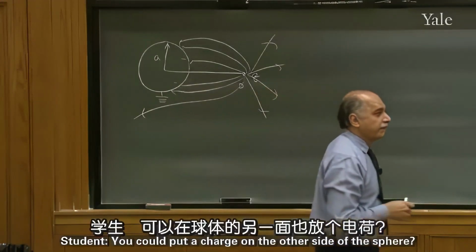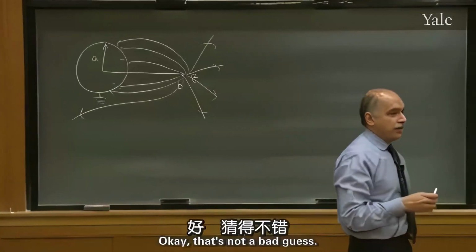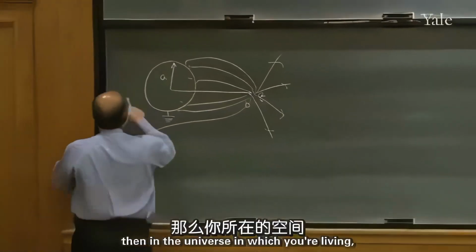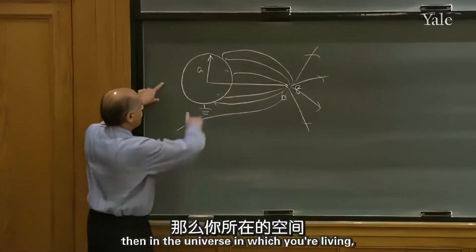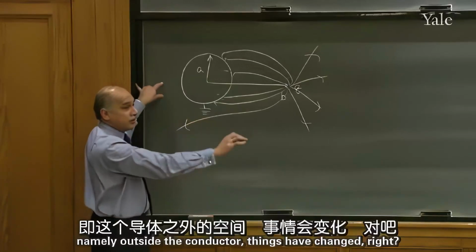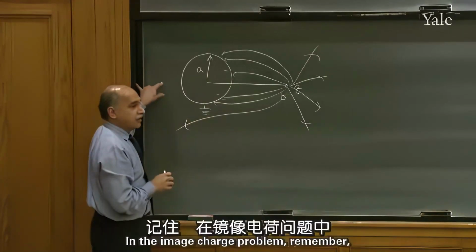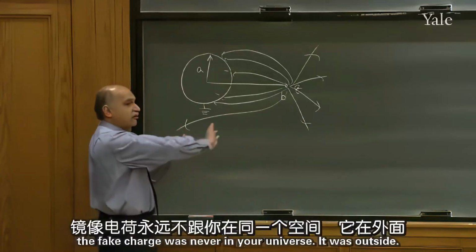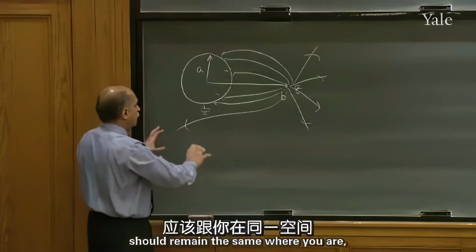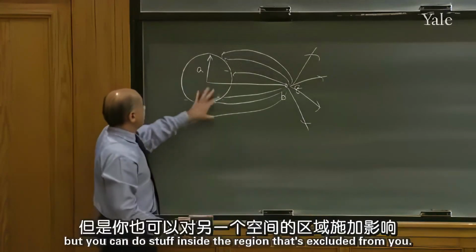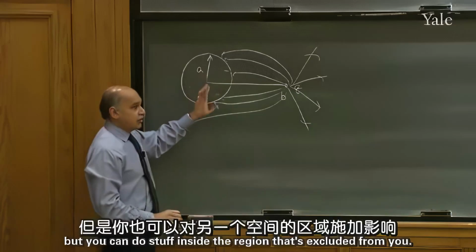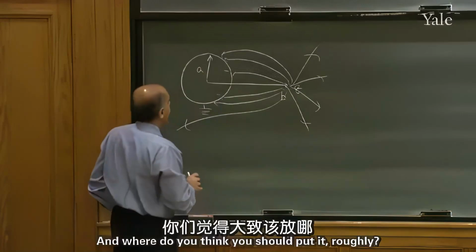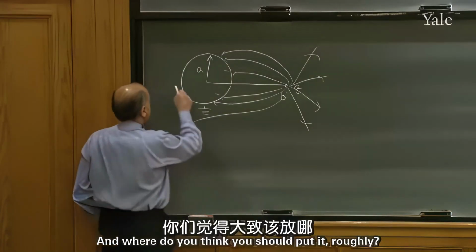Yep. We could put a charge on the other side of the sphere? Okay, that's not a bad guess. If you put a charge on the other side of the sphere, then in the universe in which you're living, namely outside the conductor, things have changed, right? In the image charge problem, remember the fake charge was never in your universe, it's outside. The problem you defined yourself should remain the same where you are, but you can do stuff inside the region that's excluded from you. So you're almost right, you want to put a charge inside here. And where do you think you should put it, roughly?